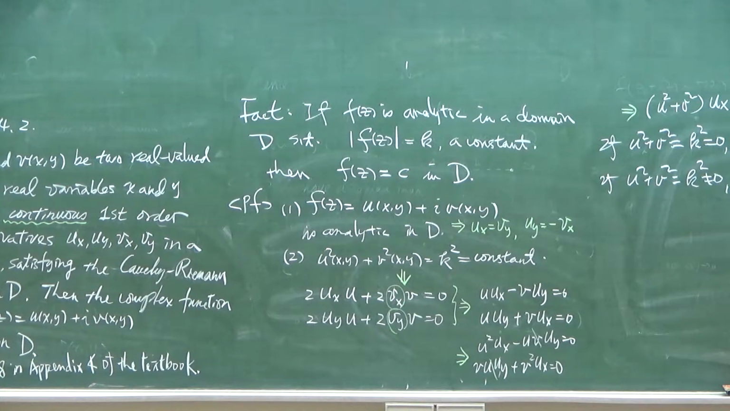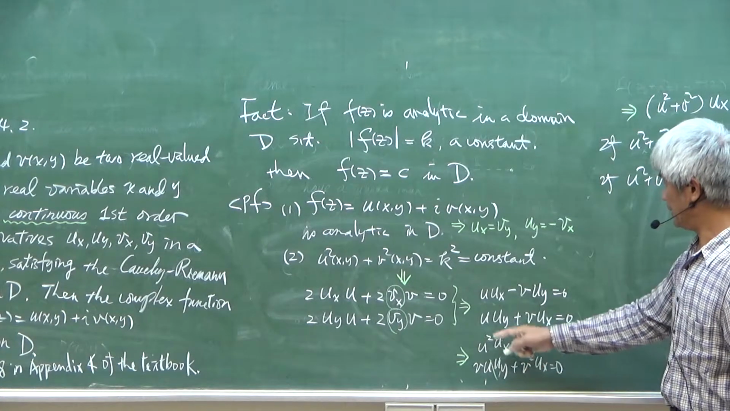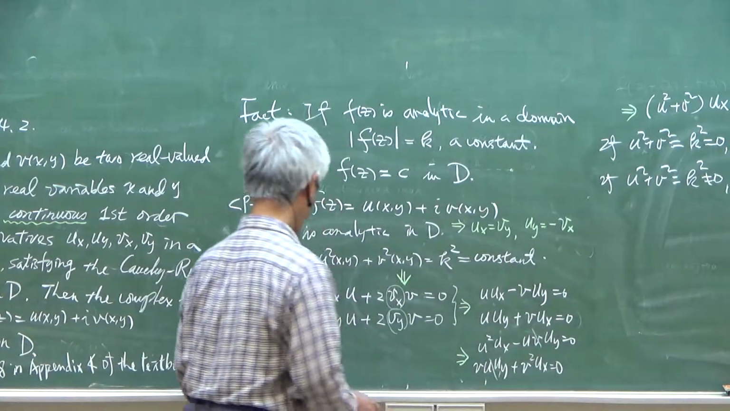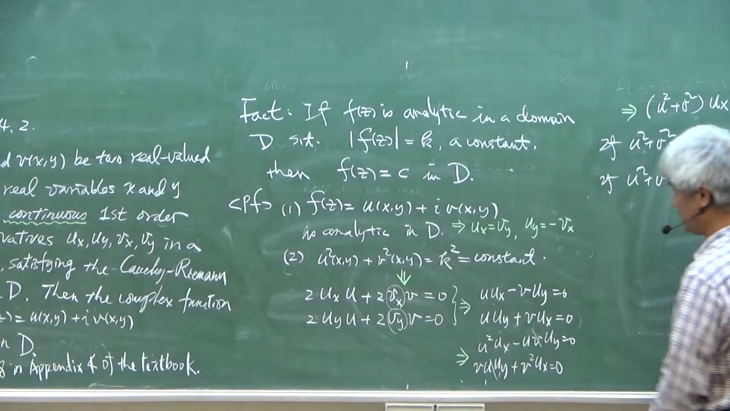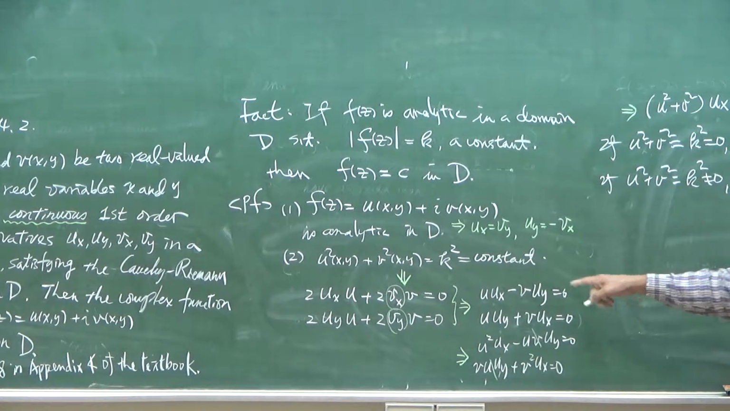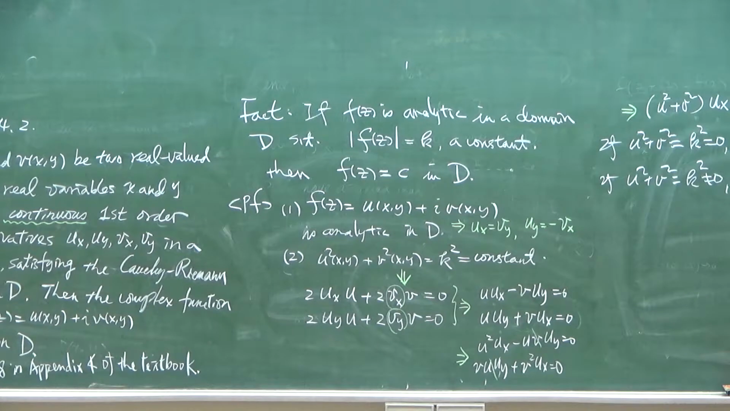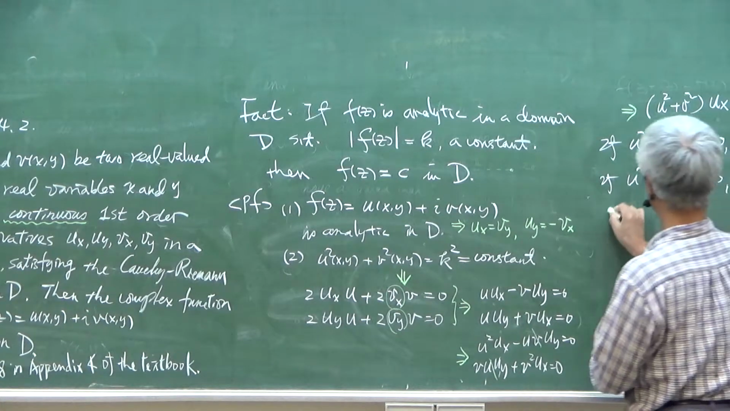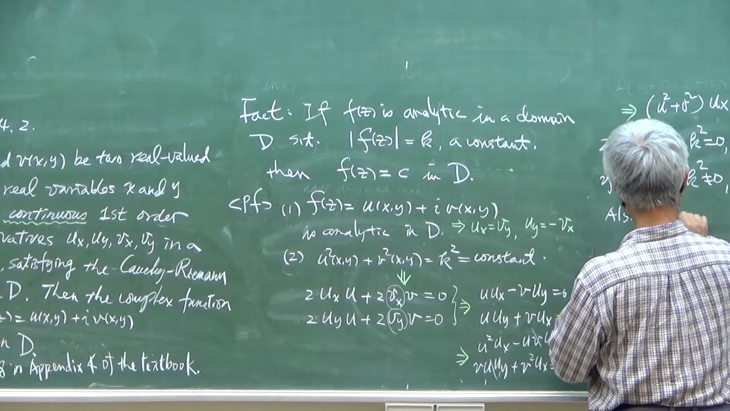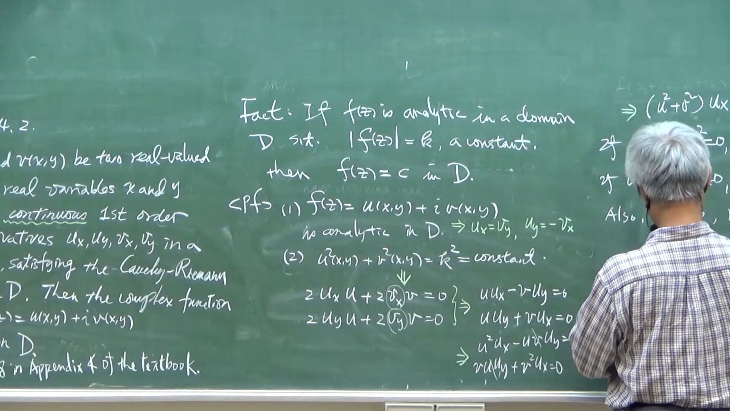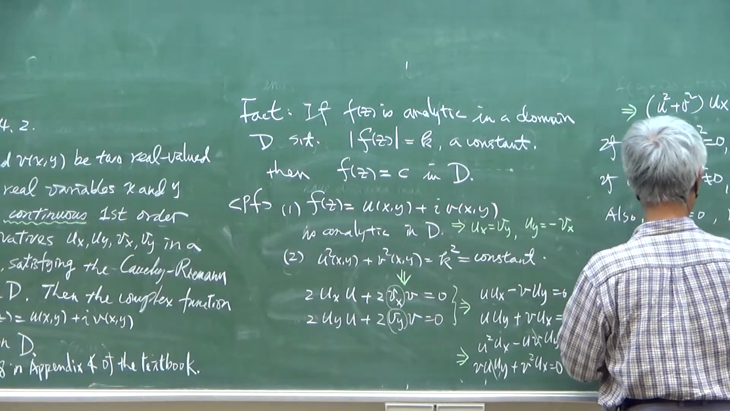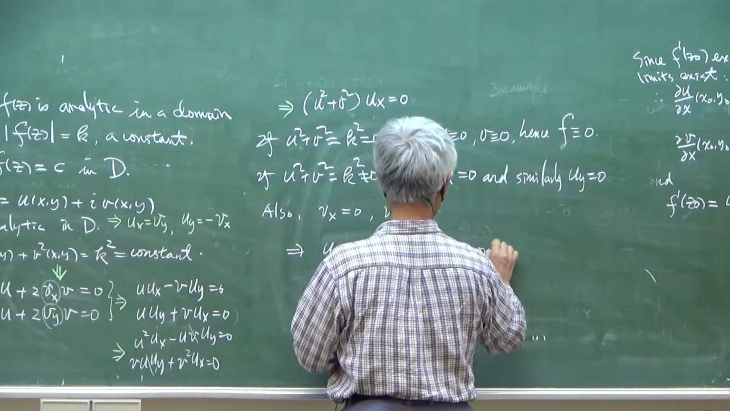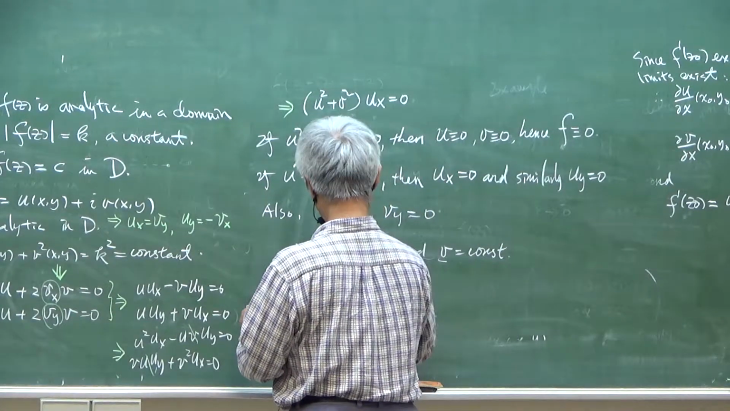Okay. Because we can cancel the other way. This algebraic manipulation was to get this one, but we can get similar expressions. So we can have ux equal to 0 and uy equal to 0. Also, from that, vx equal to 0 and vy equal to 0. So this implies that u is constant and v is constant. So this implies f is a constant.